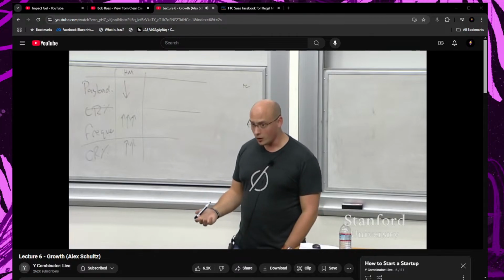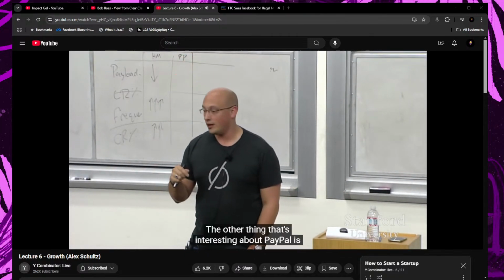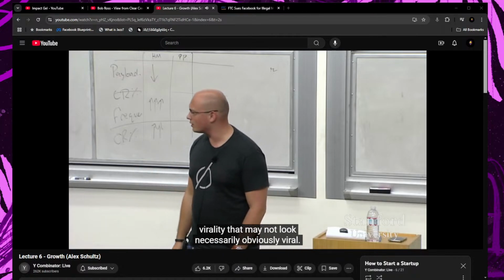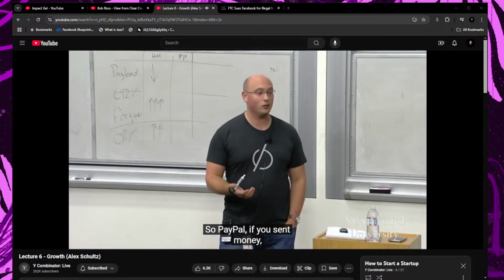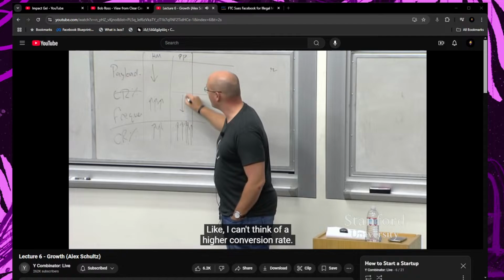Another example is PayPal. PayPal is interesting because PayPal has two sides to it. PayPal has the buyer and the seller side. The other thing that's interesting about PayPal is its mechanism for viral growth was eBay. And so you can use all kinds of things for virality that may not look obviously viral. So PayPal, if you said to a seller, I'm going to send you money, I can't think of a higher conversion rate. Frequency was low, payload was low.